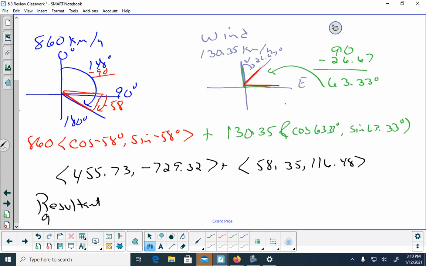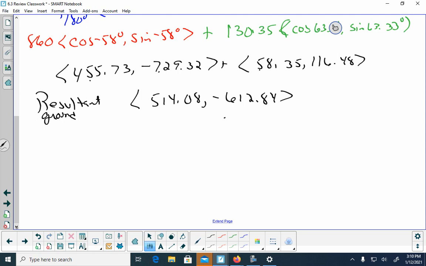or my ground speed, whatever I want to say, however I want to word it. And that's going to give me 514. That's taking the 455 plus the 58. And then the negative 729 plus the positive 116 is going to be a negative 612. So that is a resultant vector. That tells me where that vector is, where that point is. So it's 514, negative 612.